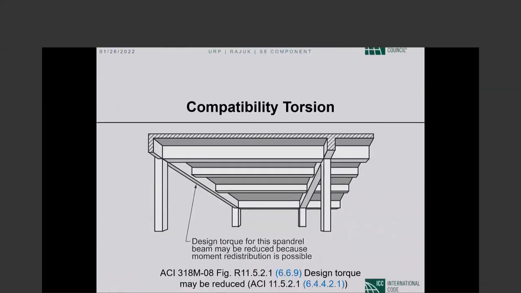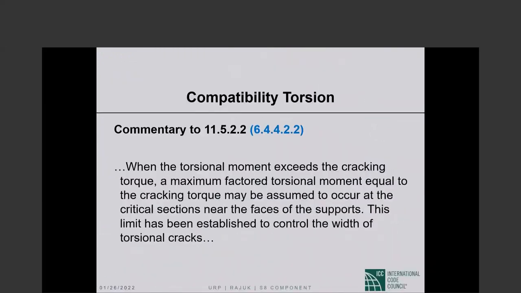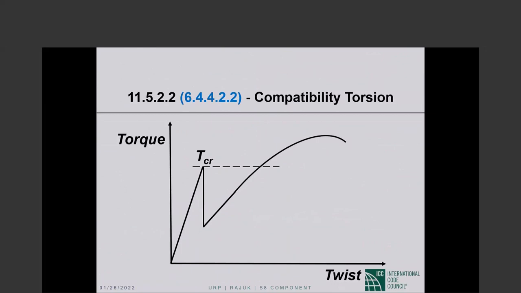Okay, I have shown you equilibrium torsion and compatibility torsion. Compatibility torsion, this is further description. When the torsional moment exceeds the cracking torque, a maximum factored torsional moment equal to the cracking torque may be assumed to occur at the critical section near the faces of the supports. This limit has been established to control the width of torsional cracks. If you design for that T sub CR, then the width of the torsional crack will be limited to what we consider to be acceptable.